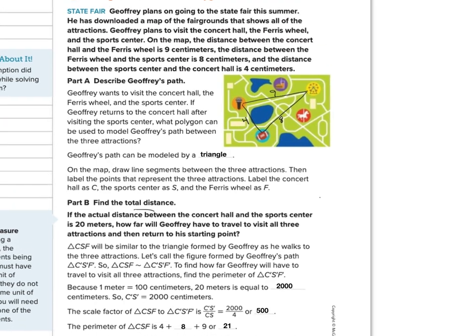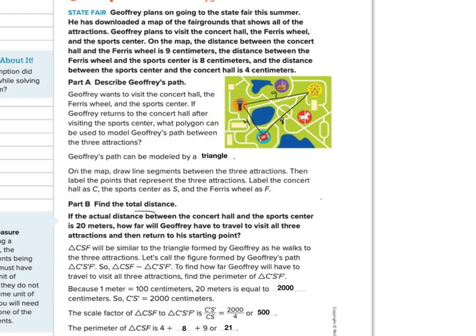Well, right now on the image, the total distance would be 9 plus 8 plus 4, which is equal to 21, and it's in centimeters. That's where we're on the map. Now, if the actual distance between the concert hall and the sports center is 20 meters, so the concert hall and the sports center actual is 20 meters, okay? How far will Jeffrey have to travel to visit all 3 attractions and then return to the starting point?